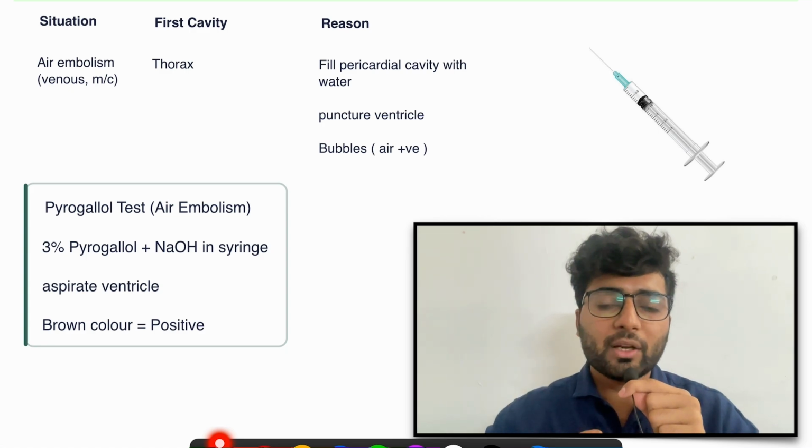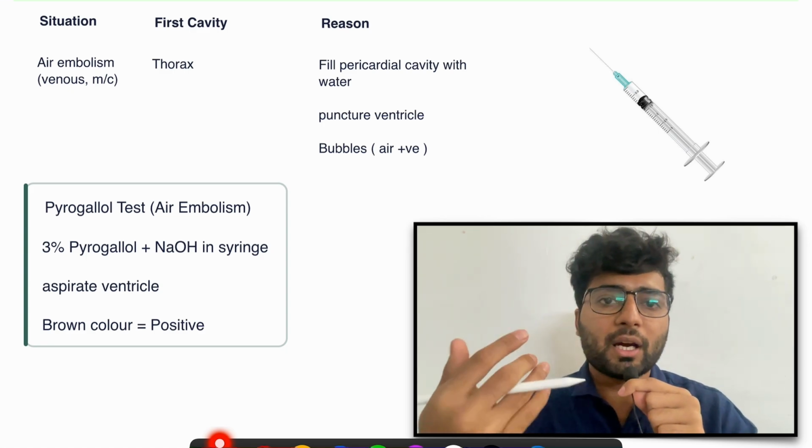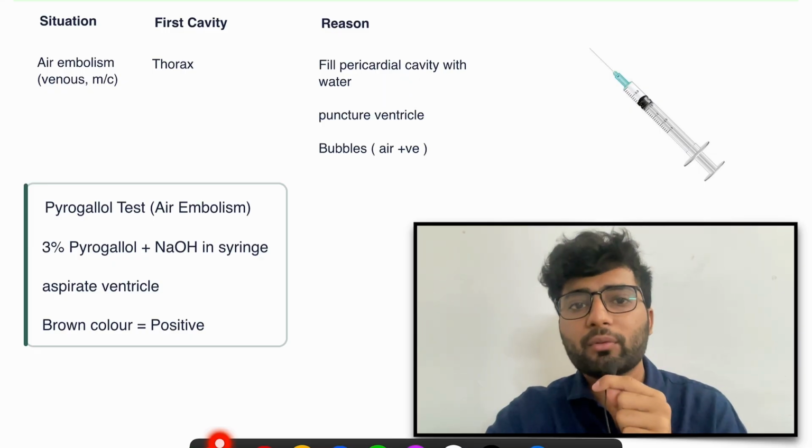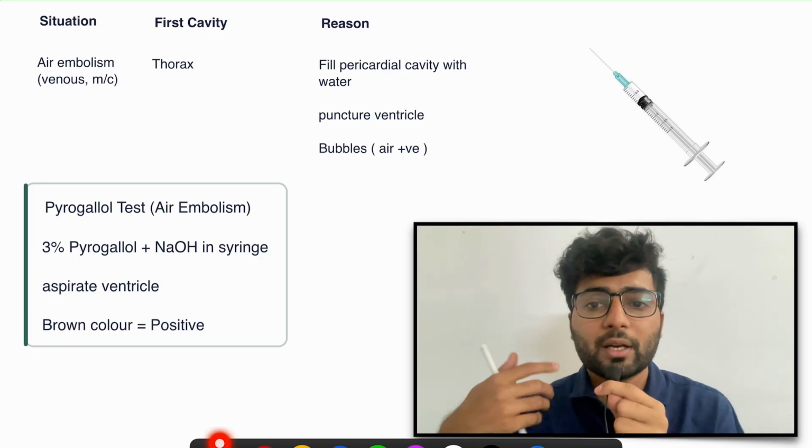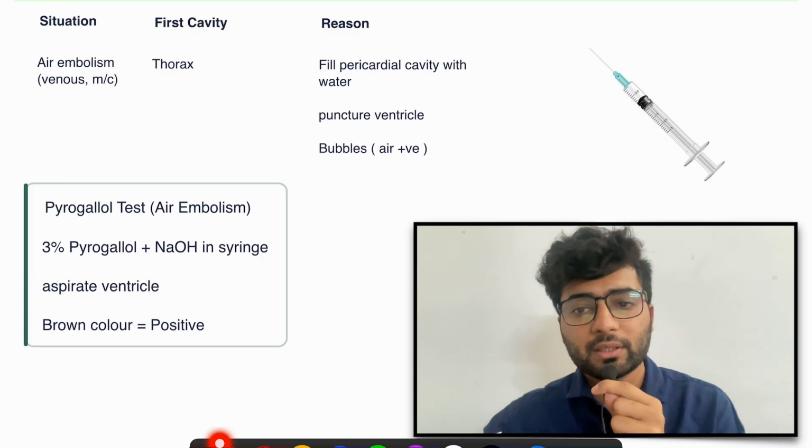In the air embolism also the same way. Here we are not doing it in the lungs, we are doing it in the heart. So we'll fill the pericardial cavity with water, then we'll puncture the ventricle. If there are bubbles, then the presence of air is confirmed, right?